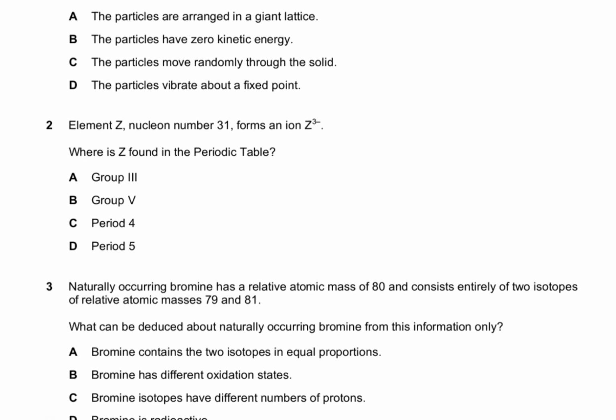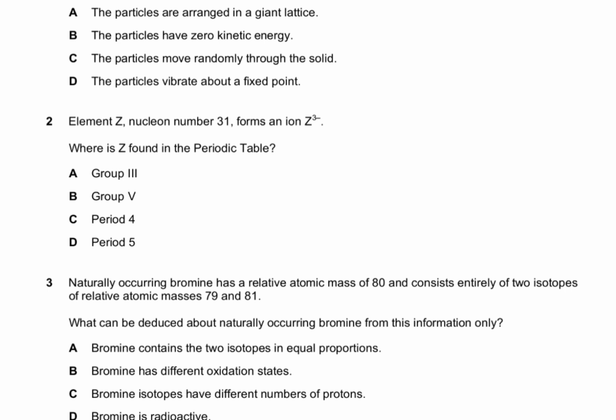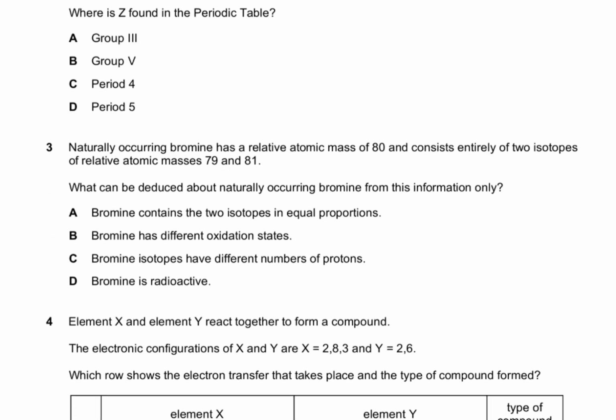Element Z's nucleon number is given to you and it forms an ion with a charge of -3. So that means 3 electrons are gained by the atom. From a stability point of view, we already have 5 electrons and then gain 3 electrons, so it's group 5. So option B is the correct one.